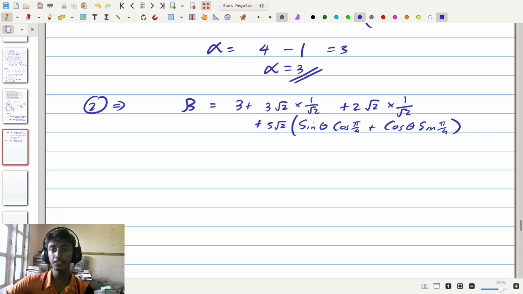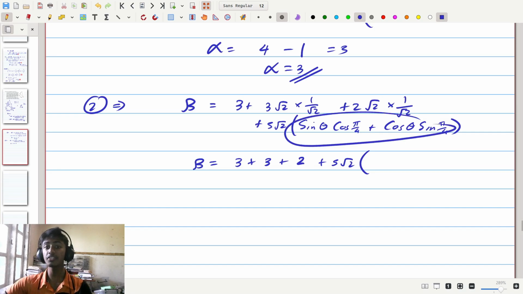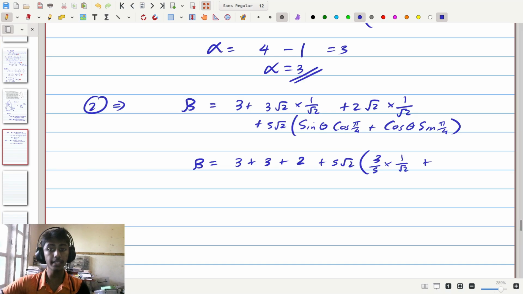Now once again, we can simplify this down using the values that we know, and this is going to give us that beta is equal to 3 plus 3 root 2 times 1 over root 2, which is going to become plus 3, plus 2 root 2 times 1 over root 2, which is going to become plus 2, and 5 root 2 is going to be multiplied by, on the inside here, sine theta was 3 over 5 times 1 over root 2, plus cosine theta was 4 over 5 times 1 over root 2. And then when you simplify this, the 1 over root 2's cancel for the outside root 2.